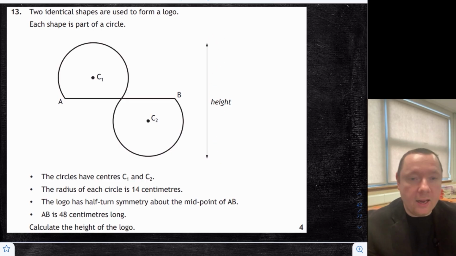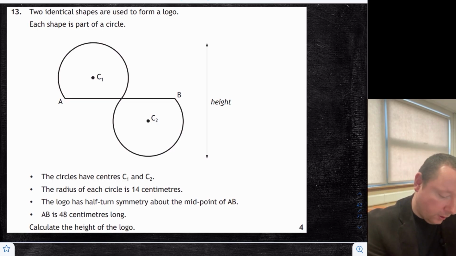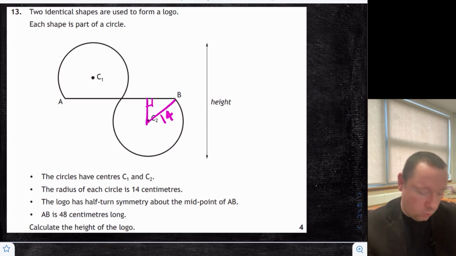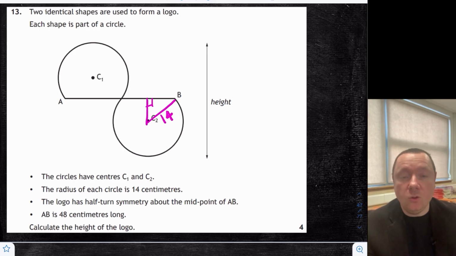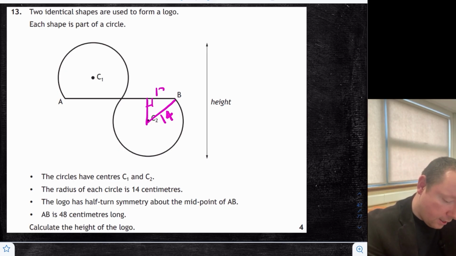Okay, this looks a little bit harder than it is. We just need to get a right angle triangle out of this. So let's just pick one of these circles. If I drew a line to here and then made the radius, that gives me a right angle. Now, do I know the radius? Yes, it's 14. Do I know anything else? Well, I know the whole length of this is 48. So from here to here must be 24. So from here to here, halving that again, must be 12. And now I can call that x and get my distance.